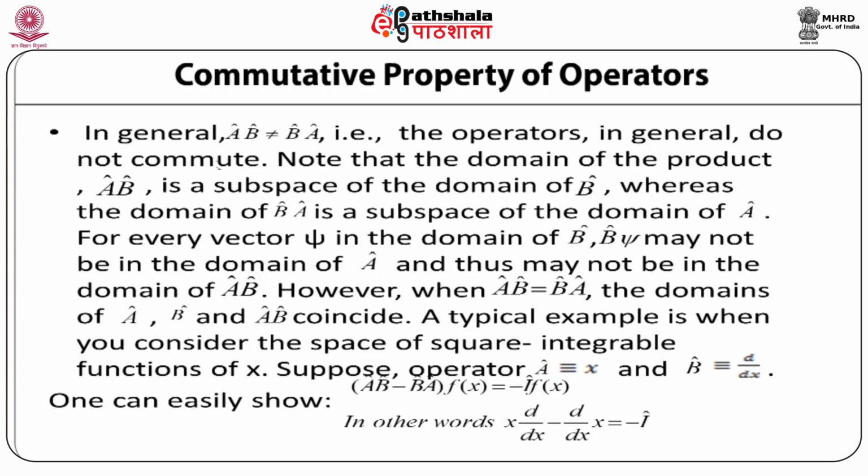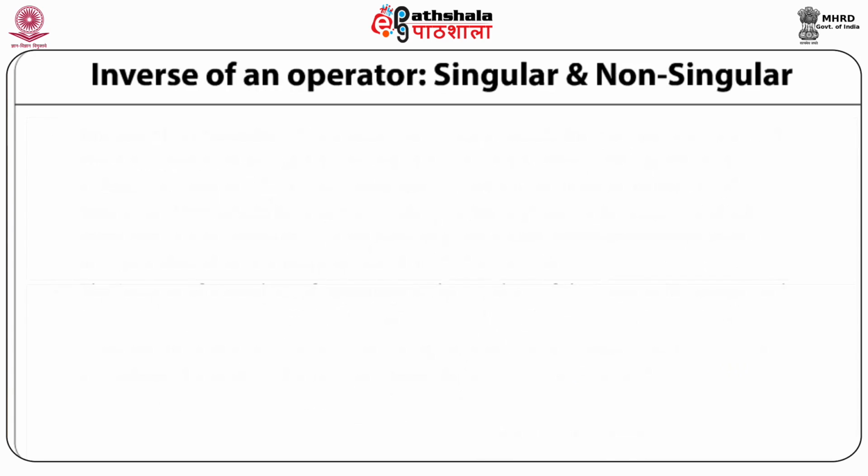From this expression, one can show that the operator x into d by dx minus the operator d by dx into x is equal to minus I operator, or in other words, the way we have defined the operators A and B above, we can see that the commutation x into d by dx minus d by dx into x gives us the identity operator in the negative.